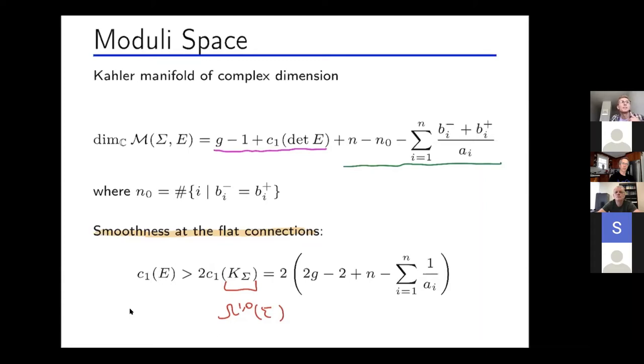But there's a standard way in algebraic geometry to guarantee its vanishing, which is by assuming that the degree of the bundle is sufficiently large. Something similar can be done in either the smooth or orbifold case. So if you assume that the Chern class of E is at least twice as big as the Chern class of the canonical line bundle, which is the forms of type (1,0), then the moduli space is an honest-to-God smooth manifold at all the solutions.